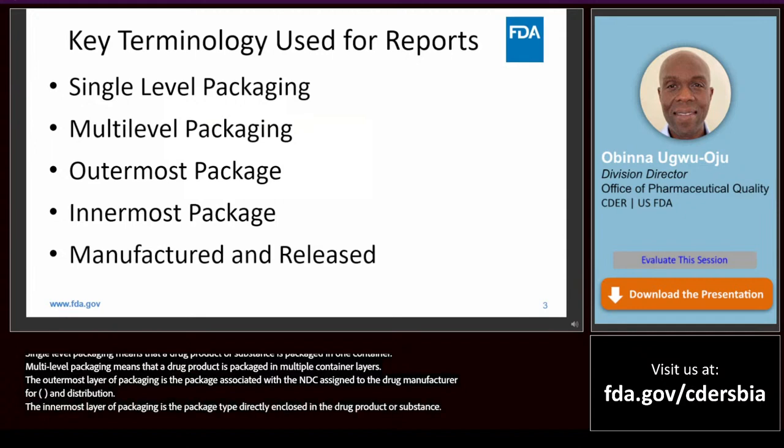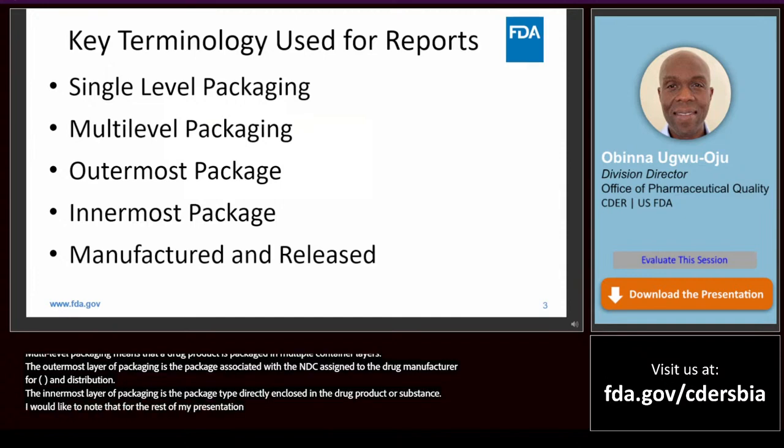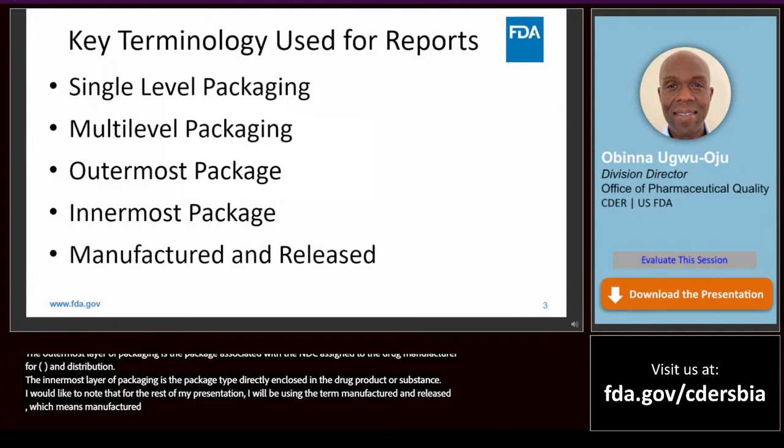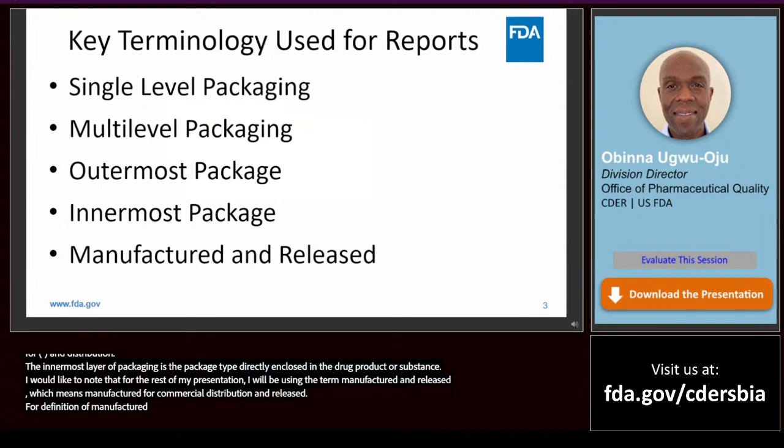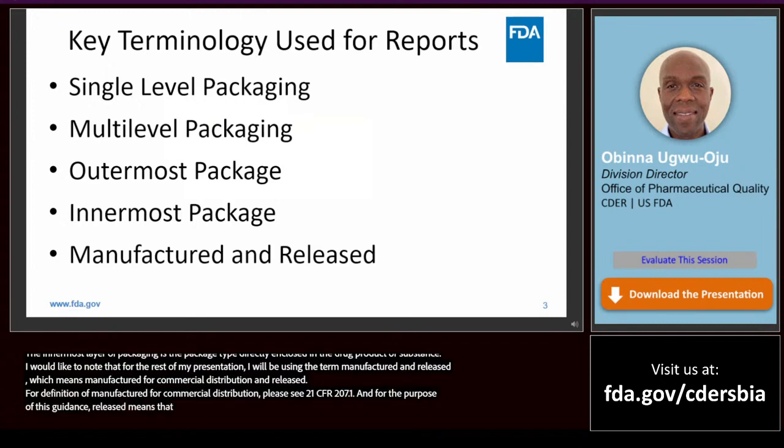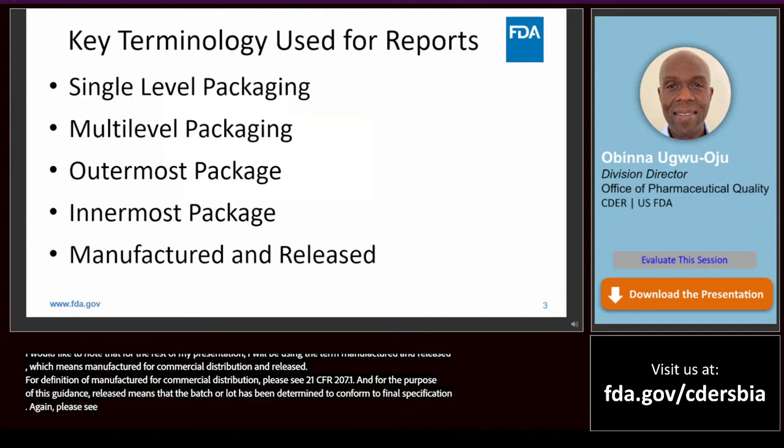I would like to note that for the rest of my presentation, I will be using the term manufactured and released, which means manufactured for commercial distribution and released. For definition of manufactured for commercial distribution, please see 21 CFR 207.1. And for the purpose of this guidance, released means that the batch or lot has been determined to conform to final specification. Again, please see 21 CFR 211.165.